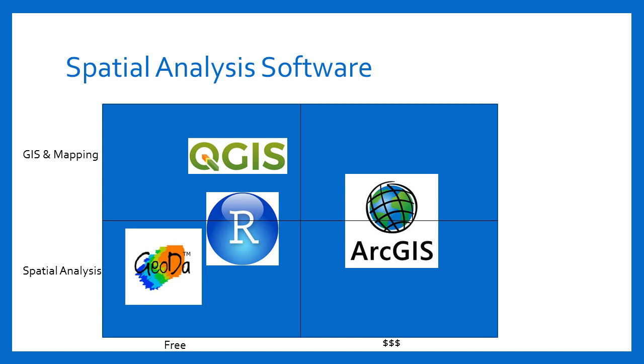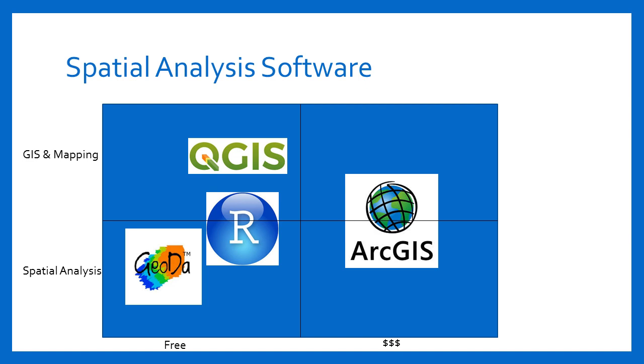GeoDa, which is in the lower left corner, is also free, and it's available from a website at the University of Chicago. It does a number of things, including having functionality to produce empirical Bayes and spatial empirical Bayes smoothing. So if you wanted the quickest way to produce empirical Bayes and spatial empirical Bayes smoothing, GeoDa is probably it. It's pretty easy to learn how to use. It works with a lot of kinds of data, and it's free.